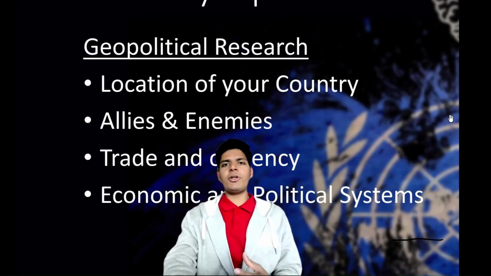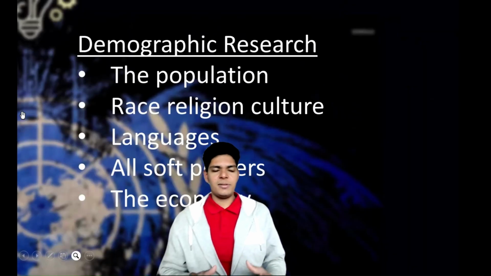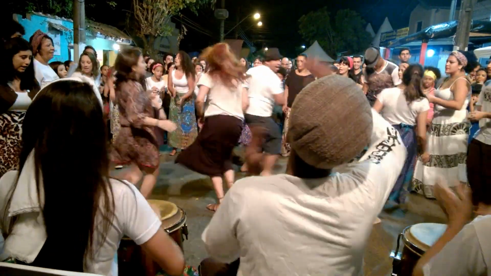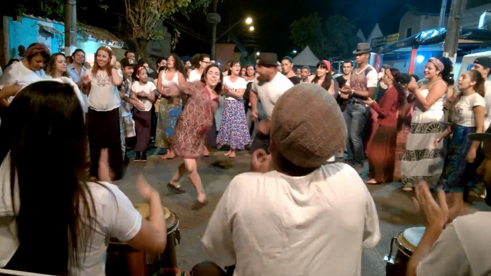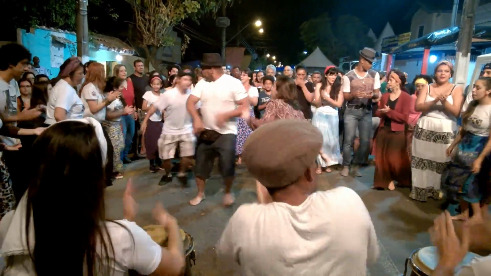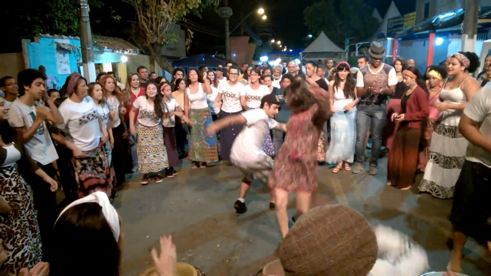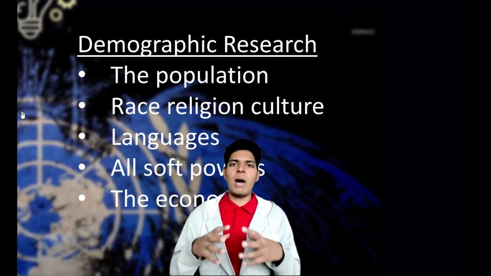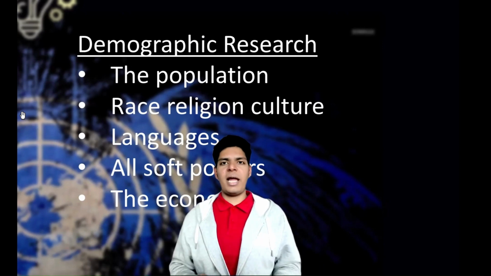And that will only come to you when you know your demographic research very well. That is, what are your people like? What is the population like? Is your country heavily populated or is it very scarcely populated? What are the different races that are prevalent in your country? Are your people white? Are they black? Are they brown? Are they Hispanic? Are they Asian faced? What exactly are they? How exactly are they?